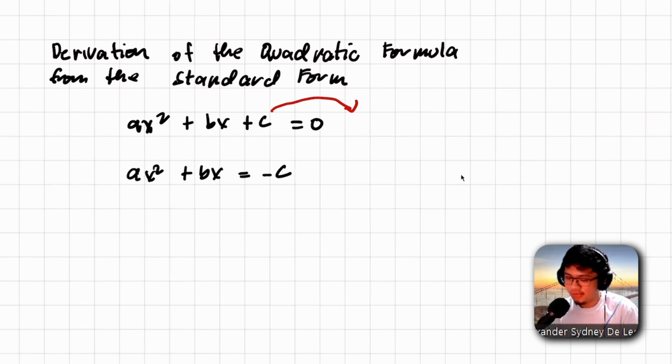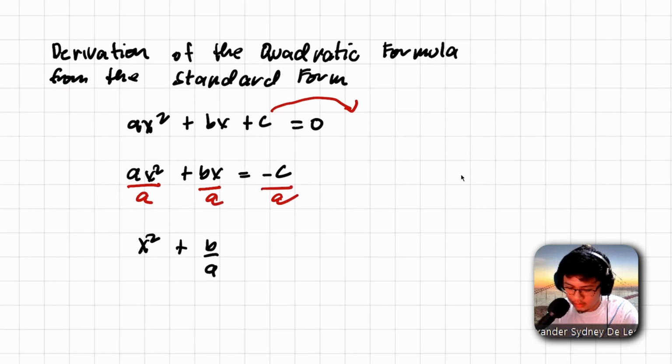Okay? Ngayon, i-factor natin yung a kasi kailangan 1 lang yung a dyan, di ba? So, we'll factor a out. Divide everything by a. Okay? So, magiging x squared plus b over a x is equal to negative c over a. Okay?